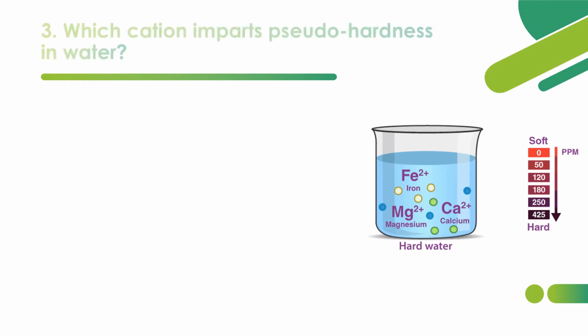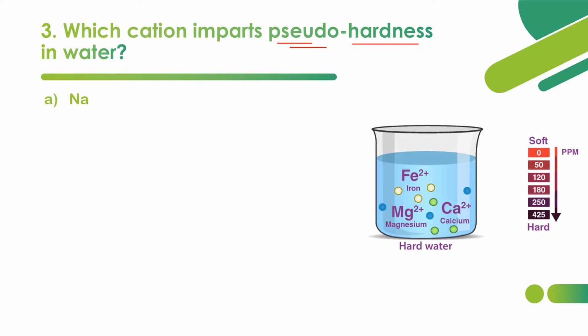Now let's see the third question. Which cation imparts pseudo hardness in water? This question is based on hardness. They have asked which cation imparts pseudo hardness. What is pseudo hardness? It is a false hardness. That is, it cannot impart hardness in water.